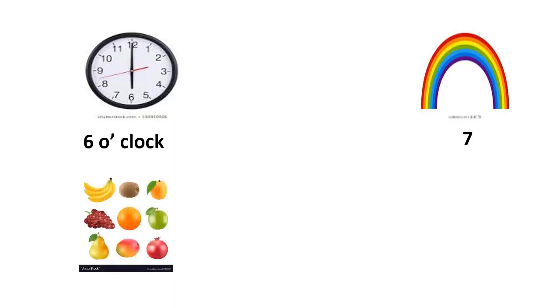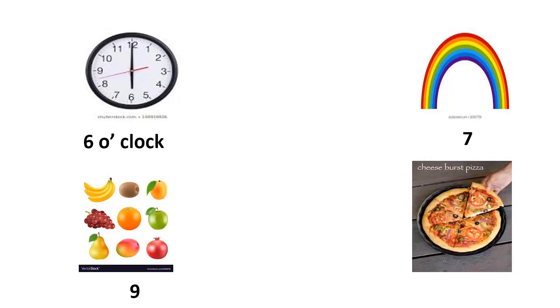What's the time? It is 6. How many colors are there in the rainbow? 7 colors. How many varieties of fruits are given here? 9. From the whole pizza, how many pieces were taken out? Totally there are 6 pieces and 1 piece was taken out. So it is 1 by 6.